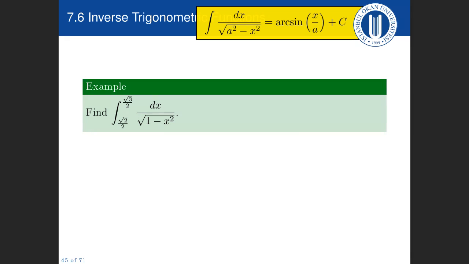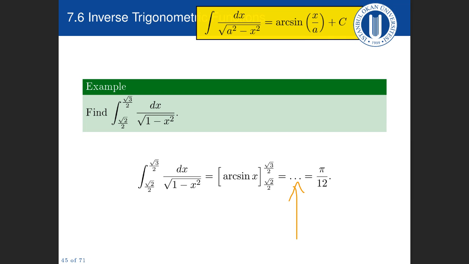So for example, find the integral from root 2 over 2 to root 3 over 2 of dx over the square root of 1 minus x squared. I've put the formula that we need in the yellow box at the top. We have exactly what we have in the yellow box with a equal to 1. So of course, this is arcsine x calculated at root 3 over 2 and root 2 over 2, which is equal to pi over 12. You fill in the missing bits here.